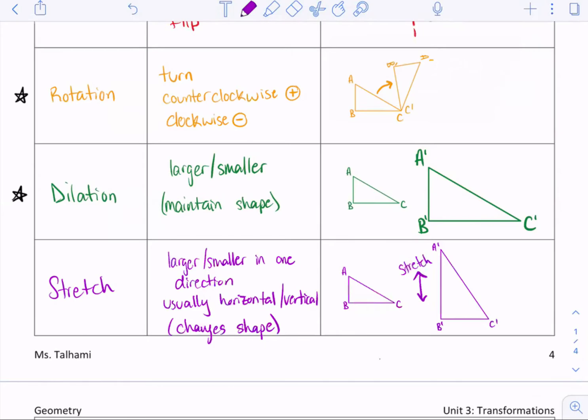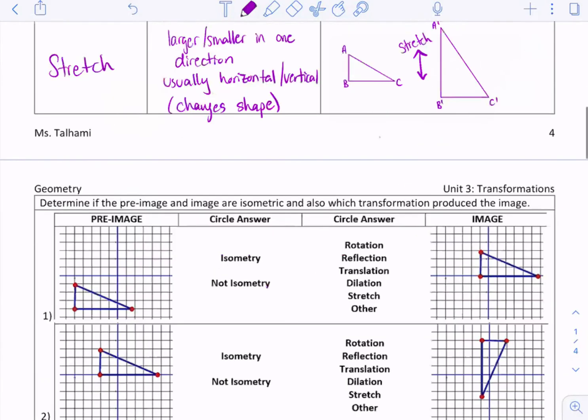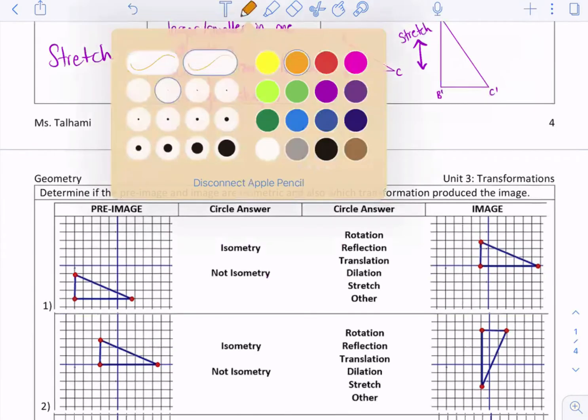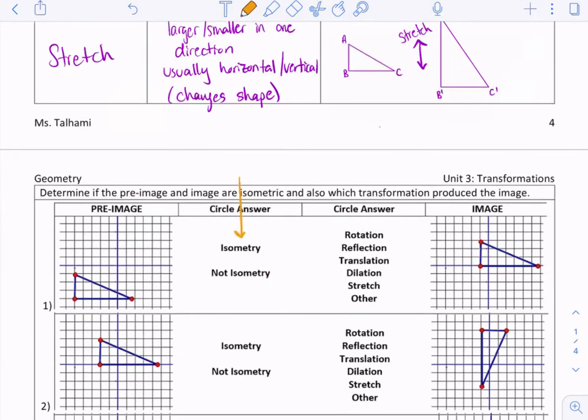So I want you to be able to recognize these. So I have a little worksheet. You could try the below. I'm going to actually just walk right through it. The last question I want to discuss is this word isometry. Isometry just means, is it congruent? So that's basically what it's asking. Is the shape and size still the same? So same shape and size.